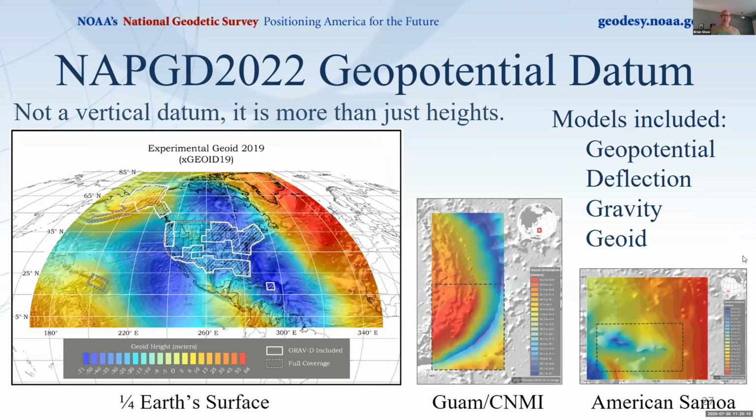Moving forward to the NAPGD 2022, it's the geopotential datum, but it's not just about heights. This is a geopotential model that understands how gravity is changing and moving. The deflection of the vertical helps for positioning. Gravity and the geoid models really help us to understand this relationship. And so this will be basically one vertical datum for all of the states and territories.